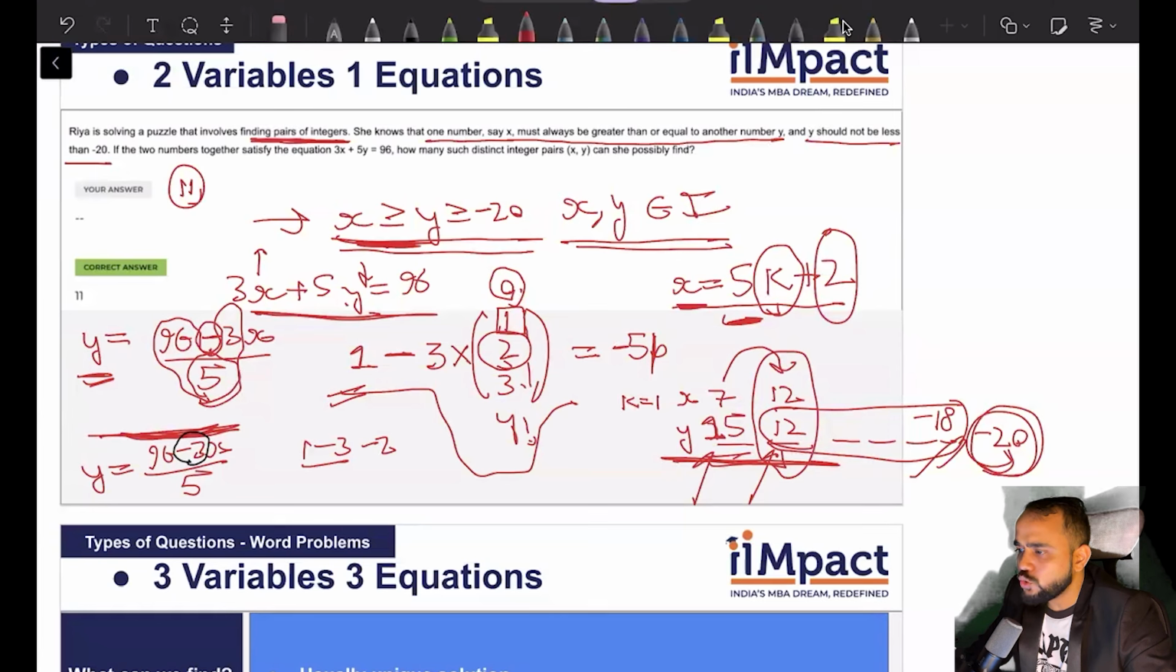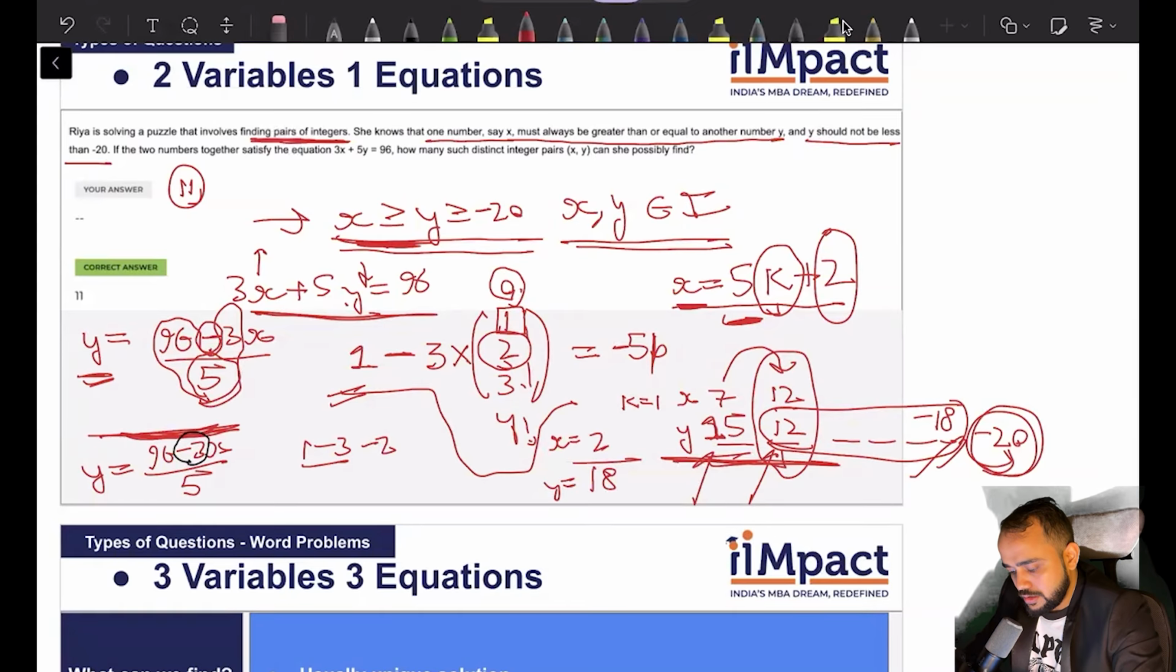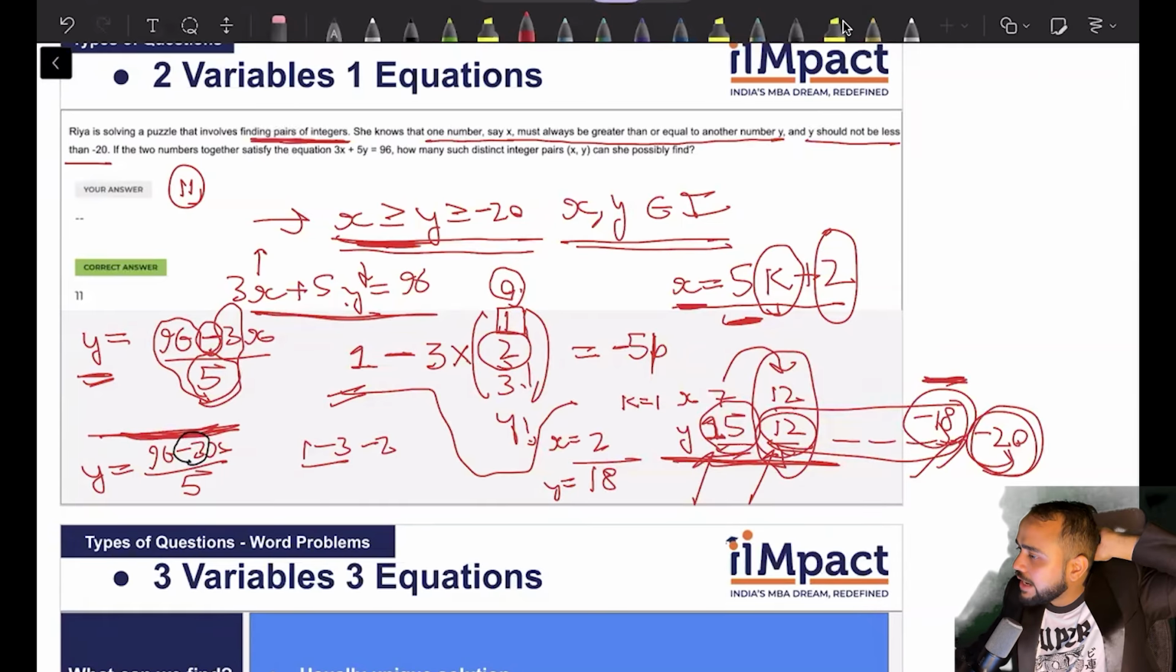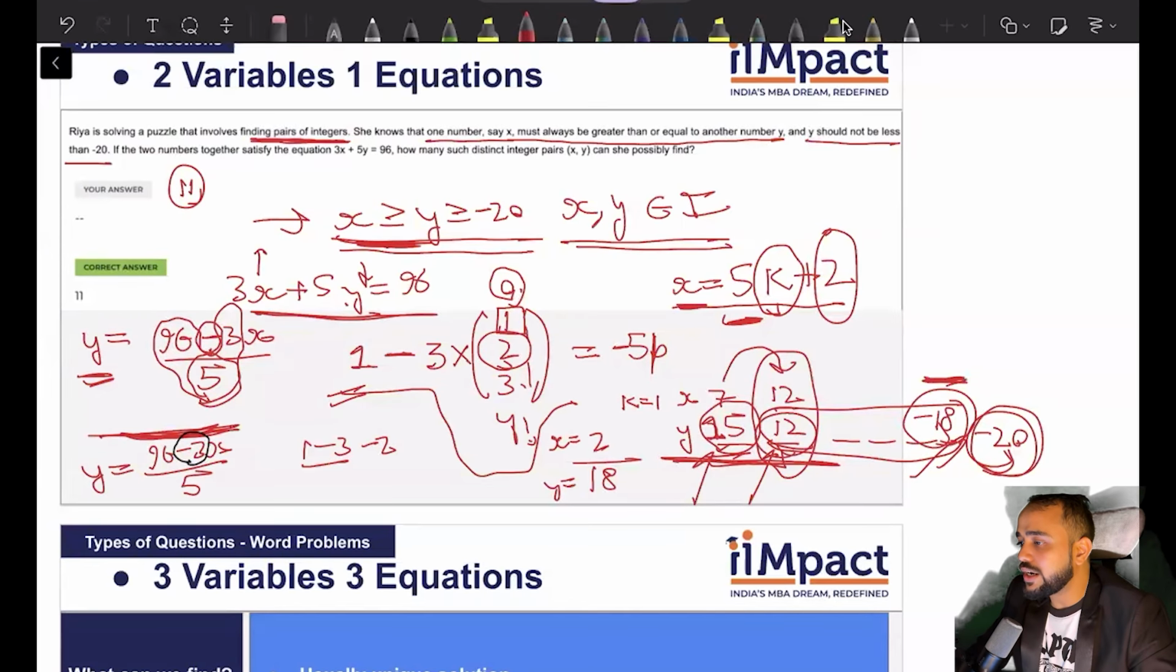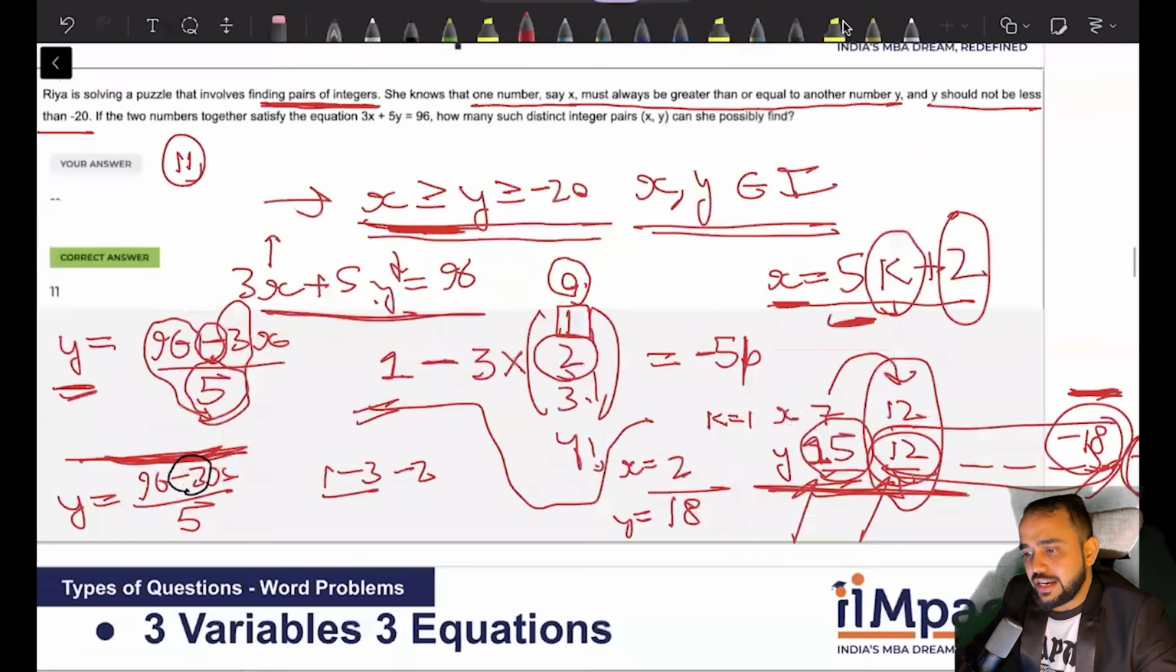You can take k as 0. Doesn't matter. If you take k as 0, you will get x is equal to 2, corresponding to which you will get y as 96 minus 6, that is 90 by 5, which would have been 18. So x is equal to 2 and y is equal to 18. So you would have gotten that, but it would not have been part of your answer. See, you can't take y as minus 20, because the value of y for which you are getting an integer x is following the pattern of 15 minus 3k, right? And you can't fit minus 20 in that pattern. All right.